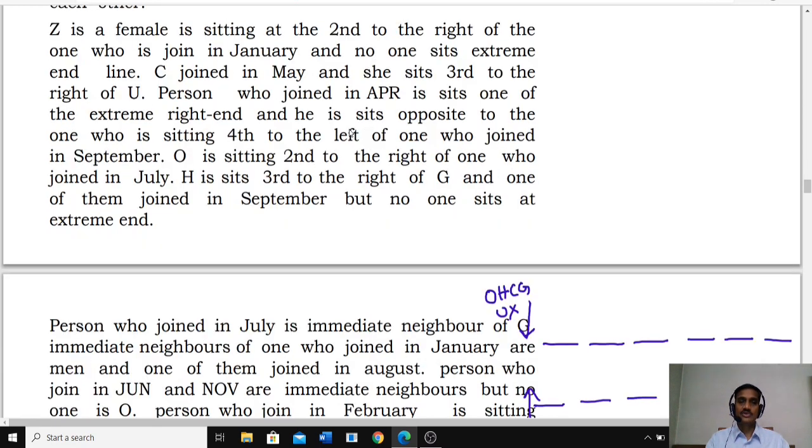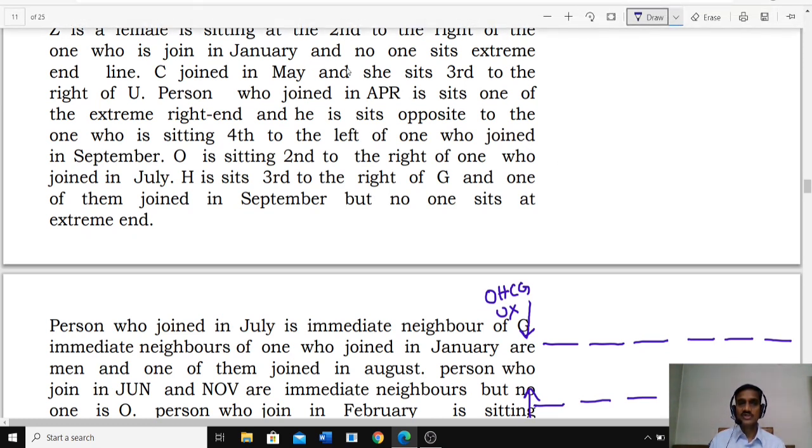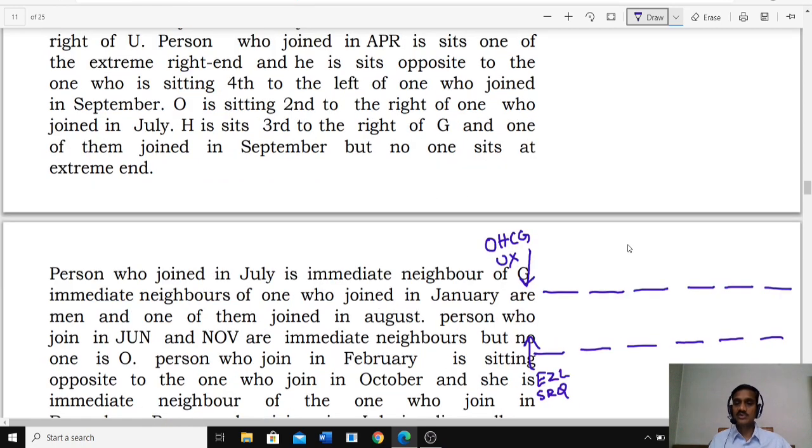Then coming to this one, Jed is a female and is seated second to the right of the one who joined in January. As Jed is a female and seated second to the right of the one who joined in January, no one sits at the extreme ends of the line.